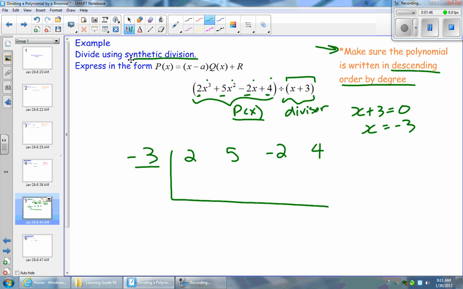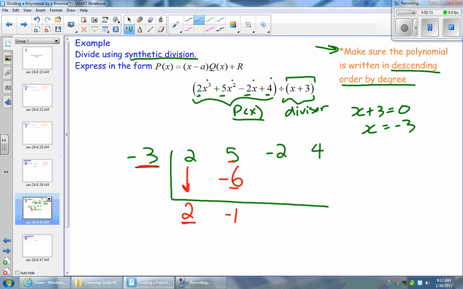First step is to bring down the first term inside the bar, which in this case is 2. Then you're going to multiply the 2 by the negative 3 in front, and that's going to go right underneath the 5. In this case, it's going to be a negative 6. Now you have to add the 5 and the negative 6 together, and that's going to give you a negative 1. That goes right underneath the division bar.